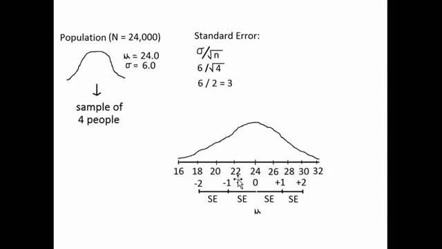Because if the standard error is 3, a sample mean that's 3 above the population mean will have a z-score of +1, and a sample mean that's 3 below the population mean will have a z-score of -1. So that means that 27 would have a z-score of 1, and 21 would have a z-score of -1, because 27 is 3 above the population mean, and 21 is 3 below the population mean.